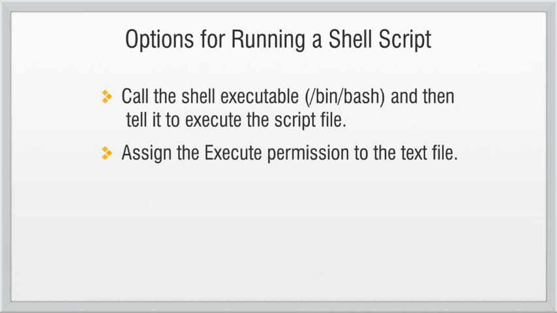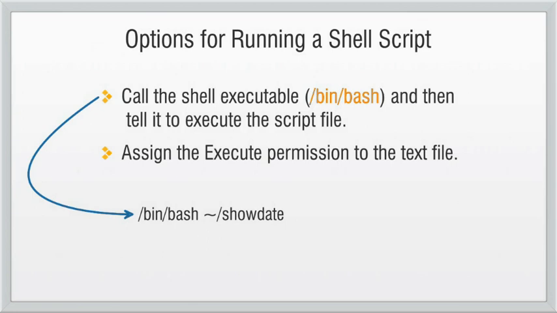This happens because by default, the bash shell sees this file as a text file. And you know what? You can't run a text file. There are two options for getting around this. The first one is to actually call the shell executable itself, which is /bin/bash, and then tell it to execute the script file. So in this example, at the shell prompt, I would enter /bin/bash and then tell it to run the showdate script located in my user's home directory.